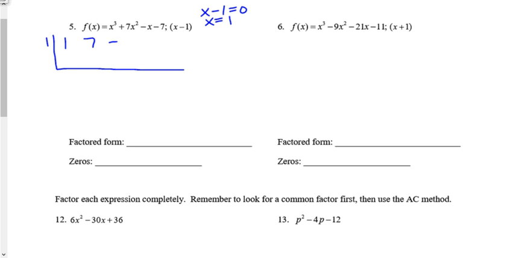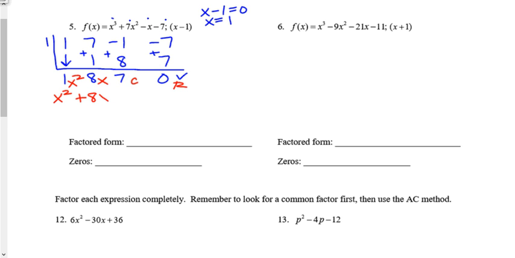1, 7, negative 1, negative 7. I wasn't missing any terms. 3, 2, 1, 0, so I don't have to add any zeros. 1 times 1 is 1, 7 plus 1 is 8, 1 times 8 is 8, plus negative 1 is 7, times 1 is 7. When I add those, I get 0, so I'm left with this quadratic here. 0 was my remainder, 7 was my constant, 8 was my x, and 1 was my x squared. So I have x squared plus 8x plus 7 equals 0.